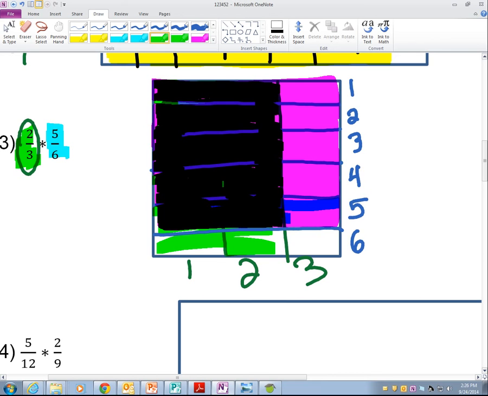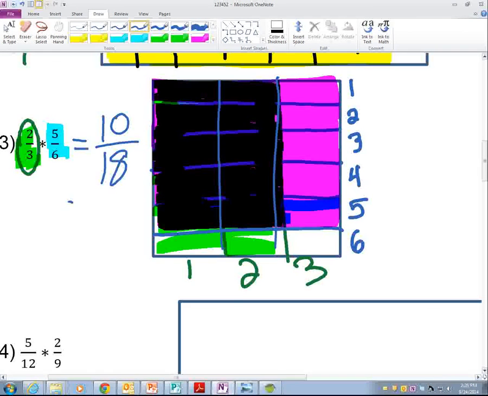How many of these do I have here? I have 10 of these squares that are colored in with both colors out of a total of 18. Because I know that I have to simplify, 10/18 simplifies to 5/9 because I divided each of these by 2.